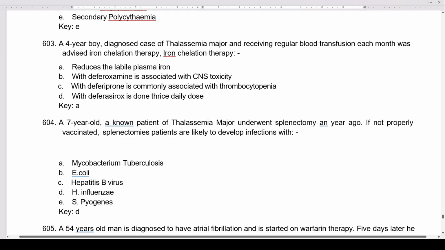Deferiprone, these patients are prone to cytopenias, usually neutropenia. And with deferasirox, is it done thrice daily? No, it is OD. Just remember OD, it is given once daily. So here option A is correct.